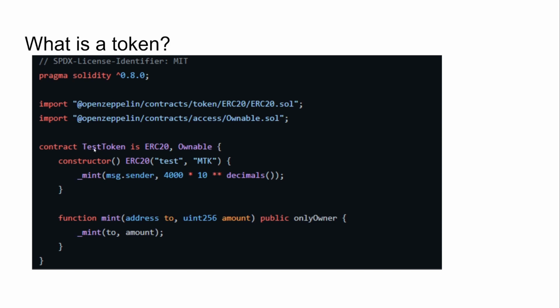So here I made one called test token, and it mints to msg.sender, the person who created it, 4,000 tokens. And you have a function mint, which mints to this address, this amount right there. You probably notice it has a modifier of onlyOwner. This modifier came from the Ownable smart contract, which my token inherits. Basically, onlyOwner just says that whoever created the smart contract, only they can call this.